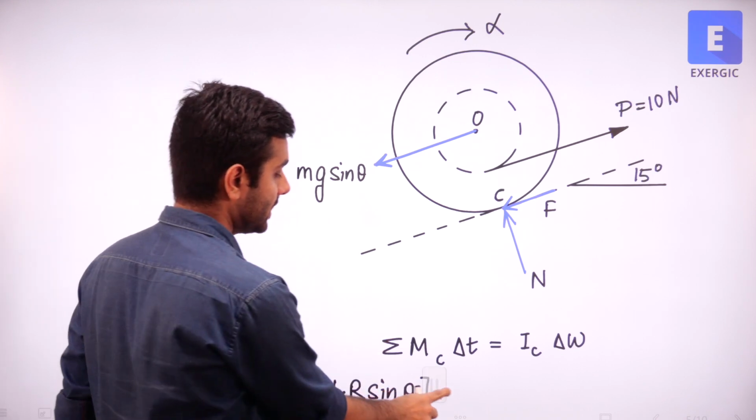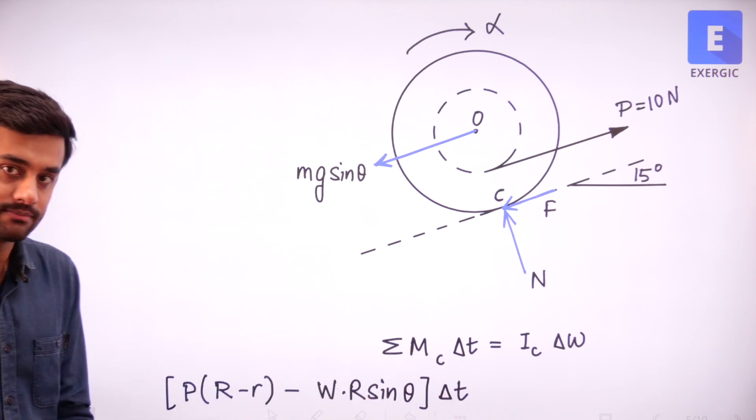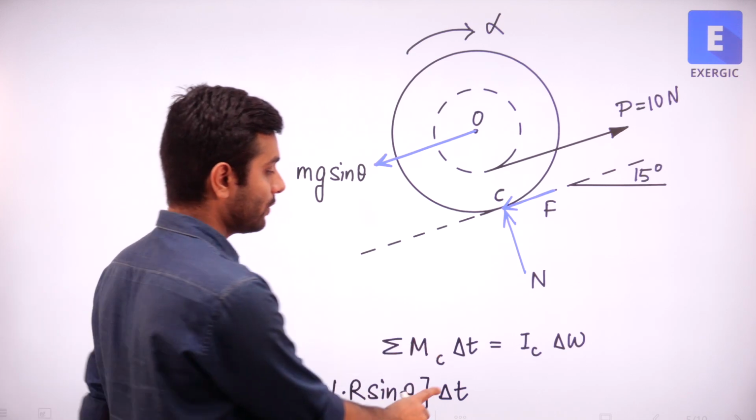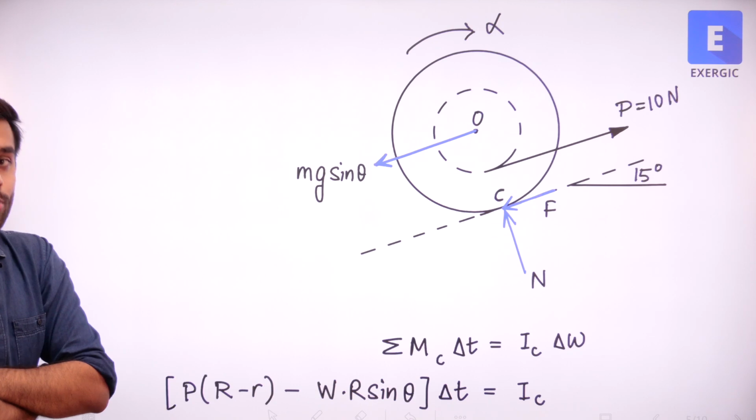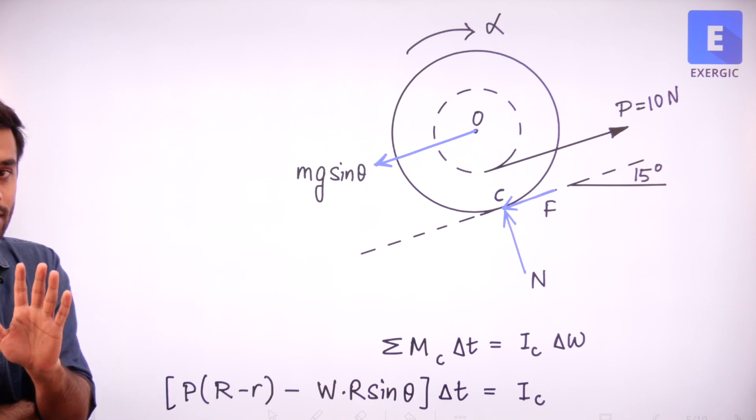Multiplied by delta T. Delta T we know is 5 seconds, correct? IC value we have already calculated. And now coming to delta omega. Delta omega, as I talked about, magnitude only of delta omega, right?